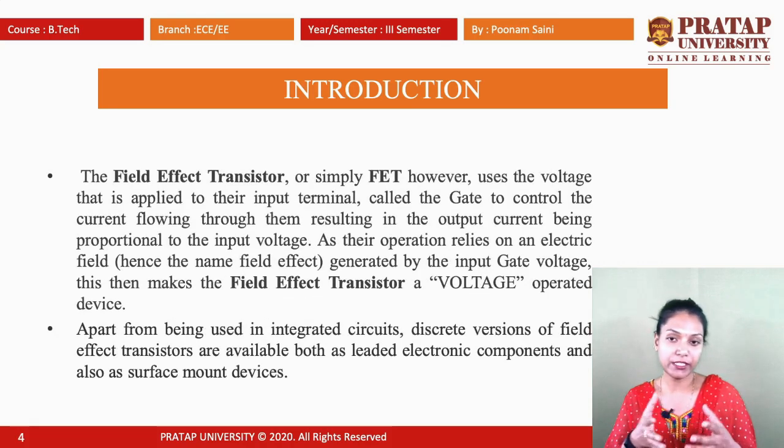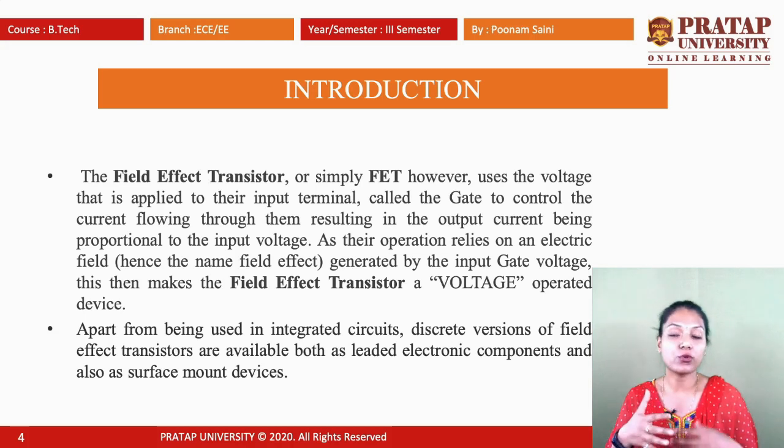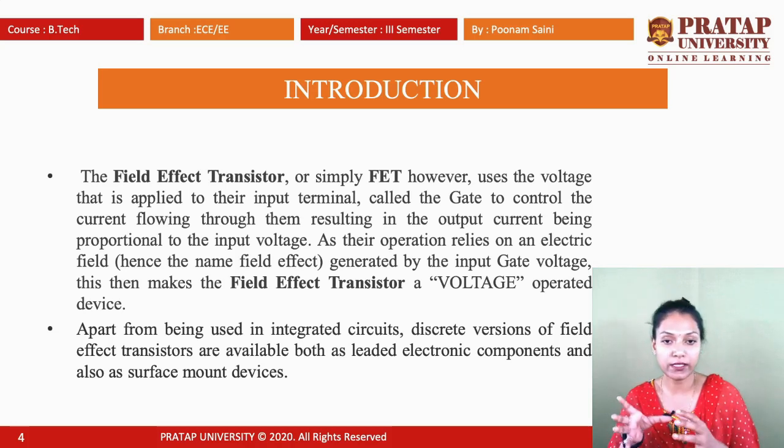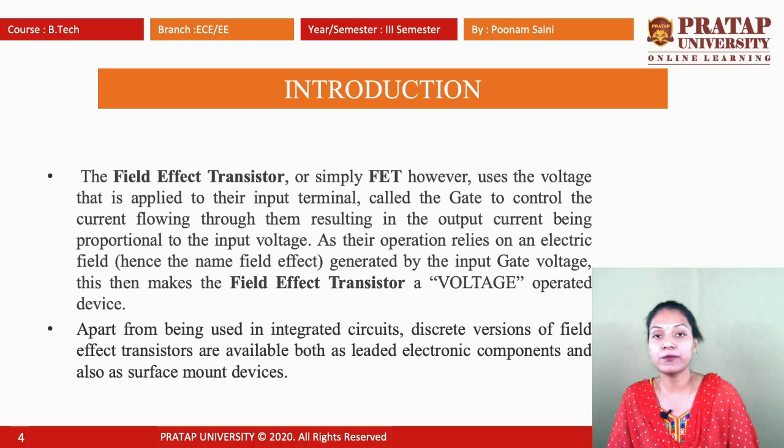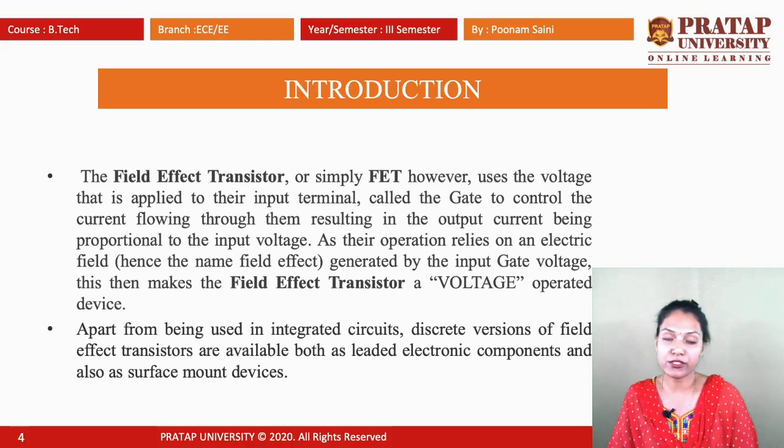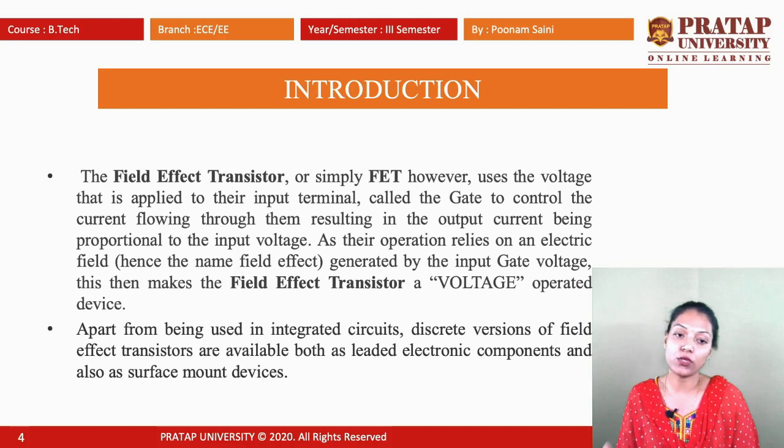We can also describe the FET this way: it uses the voltage applied to its input terminal, called the gate, to control the current flowing through it, resulting in the output current being proportional to the input voltage. So we are using the gate to control the current flowing in the circuit. As its operation relies on an electric field generated by the input gate voltage, this makes the field effect transistor a voltage operated device. So we can say that the FET is a voltage operated device.